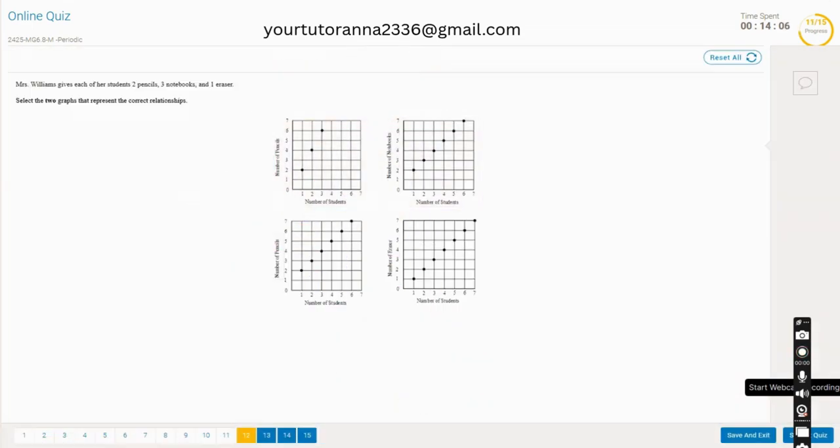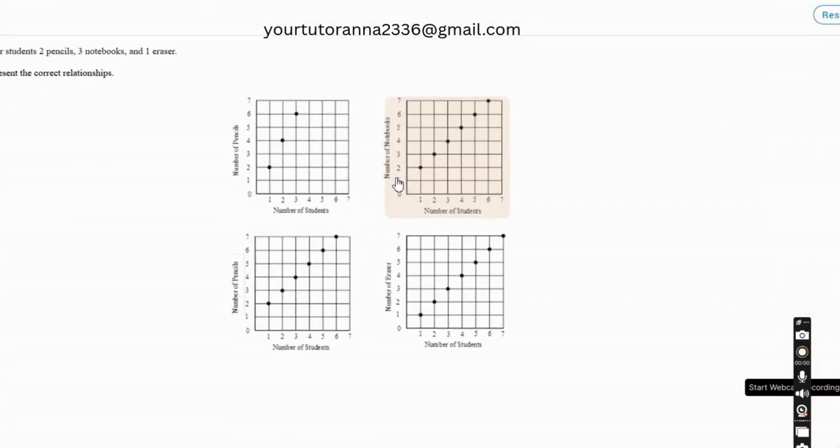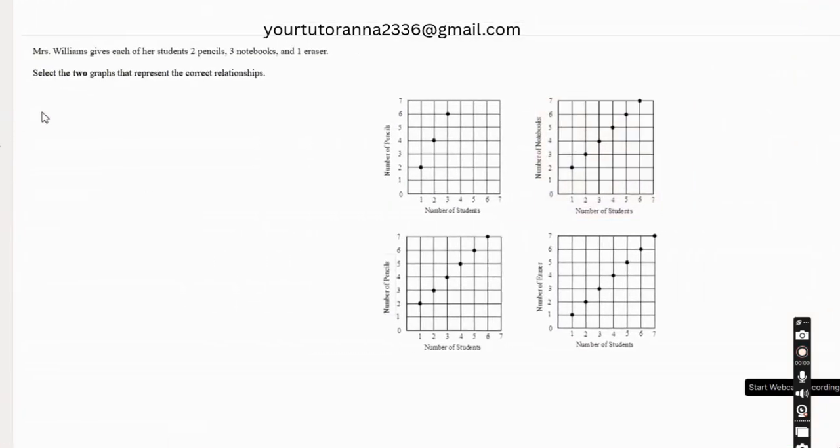Okay, let's go here. This question was also in the previous periodic assessment you had. It's very easy. Mrs. William is giving out to her students 2 pencils, 3 notebooks, and 1 eraser. So let's check the number of students and number of pencils. If it's 1 student, she's giving out 2. If it's 2 students, what will it total up to?